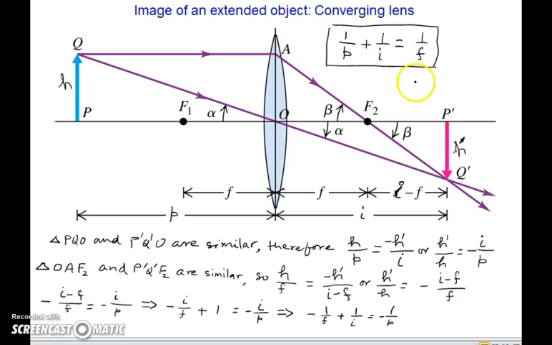Just one more thing we can add here is the magnification of this lens. Magnification of this lens is given as negative I over P, or equal to H prime over H. Okay, good. So we got the equation for magnification because of this lens. All right, great.